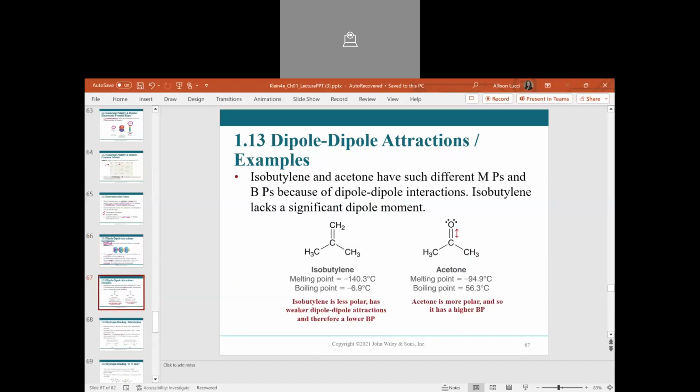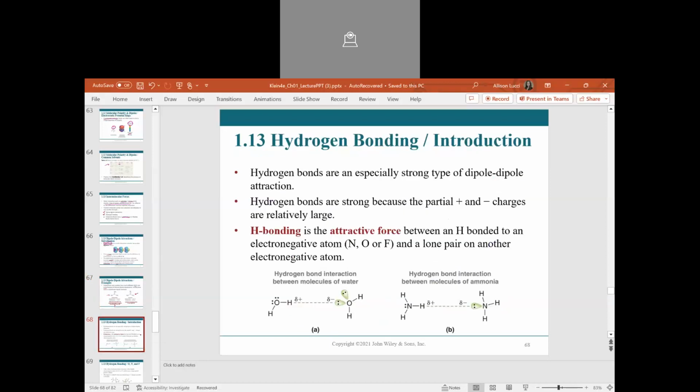So we have dipole-dipole attractions. Here's isobutylene, and they show you the stats down there. There's the dipole moment indicated with acetone, no dipole moment with isobutylene. So the melting points, the MPs, as indicated up here, and the BPs, the boiling points, are so different because of the difference in intermolecular interactions, intermolecular attractions. So there's no dipole-dipole interaction. We have lower boiling point, lower melting point, and it would affect other properties as well.